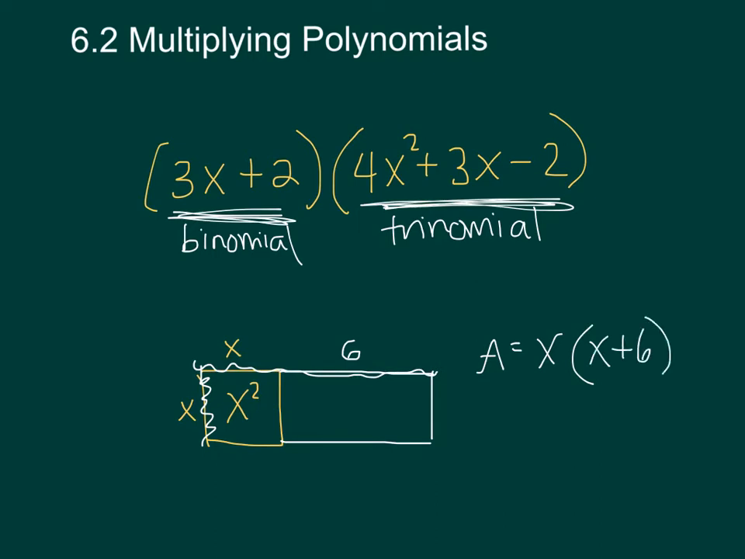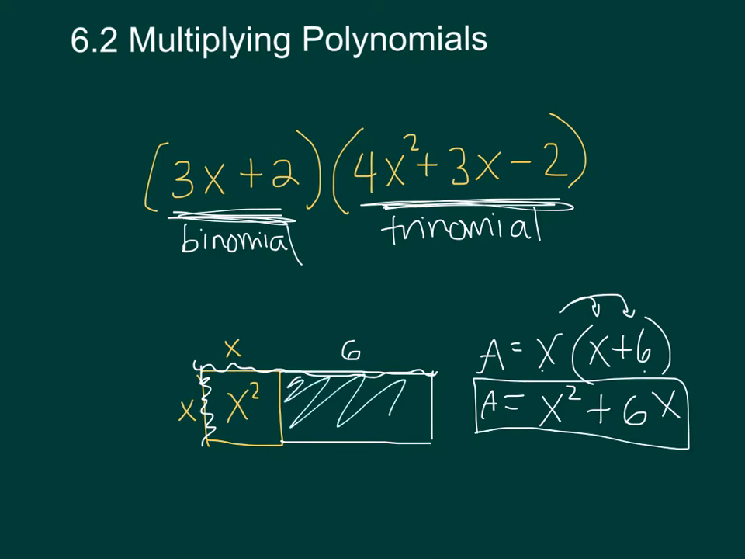Now this looks a little bit familiar, right? This is where we use our distributive property, where we say x times x, which is x squared, plus x times 6, which is 6x. And we're left with x squared plus 6x. And visually, what's inside this box is going to be 6x. So you can see the area is actually going to be x squared plus 6x. Okay, so that was simple enough.